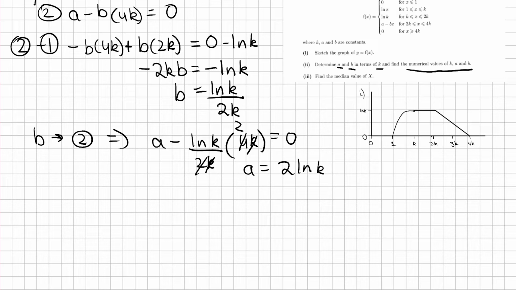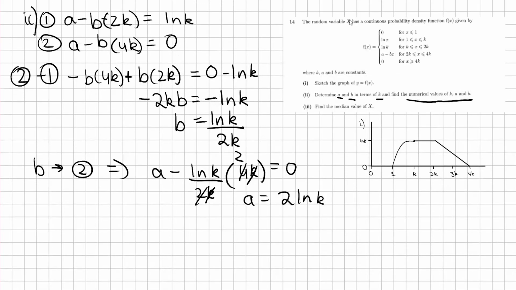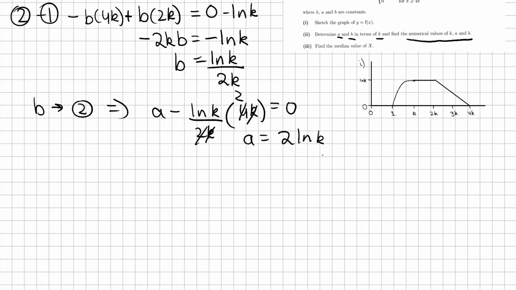And to do that, we have to recall the definition of the area under the graph of a continuous probability density function, which is equal to 1. So we're going to use this equation here, that the integral from minus infinity to infinity of our continuous probability density function is equal to 1.